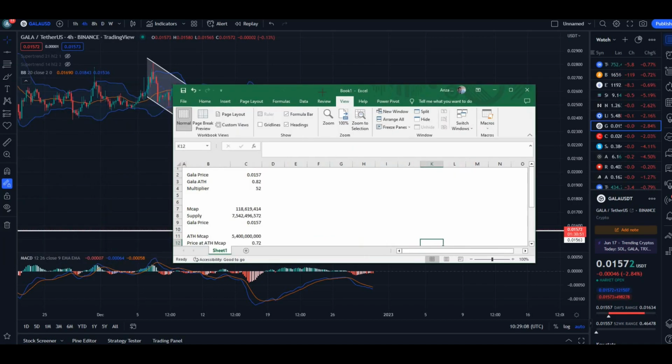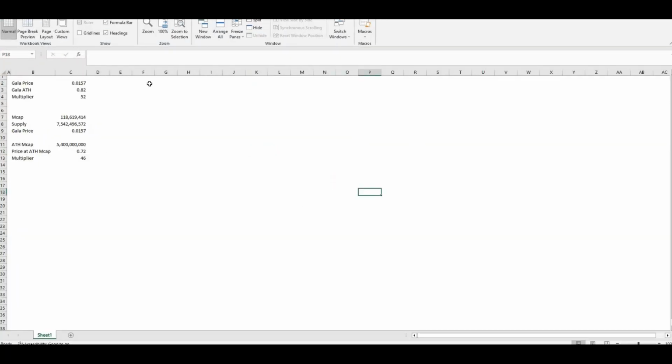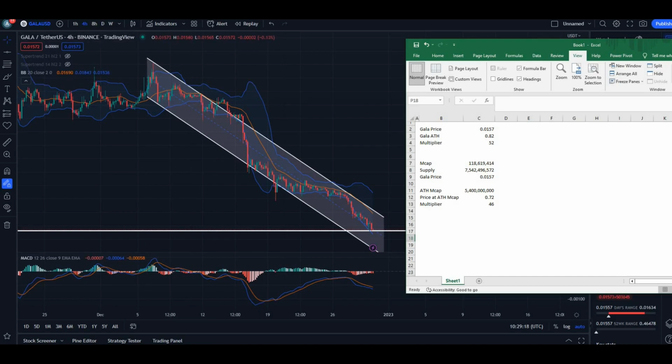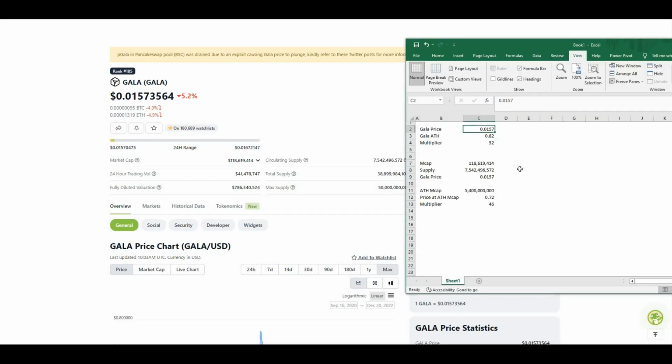But I did pull some numbers together, so if I just quickly pull this in, here we can see Gala price today is at 0.015. All-time high was 82 cents, and if we do go back to that all-time high, the multiplier we'll be looking at is a 52x, and that's a huge amount. Realistically, is that possible? I'm not too sure, to be honest, but you never know with the crypto space. It could be possible that we could 50x our money again to the 82 cents level.